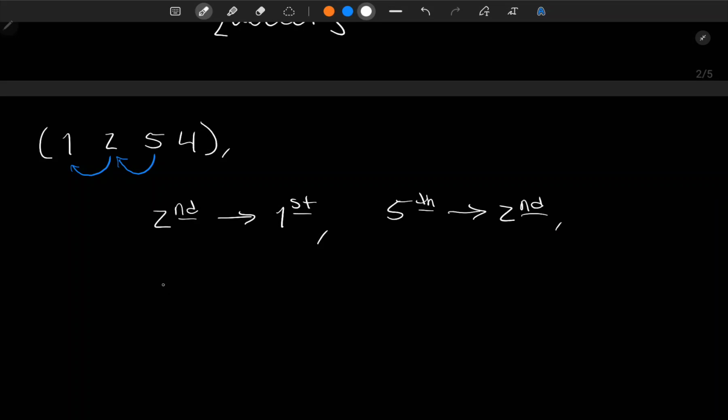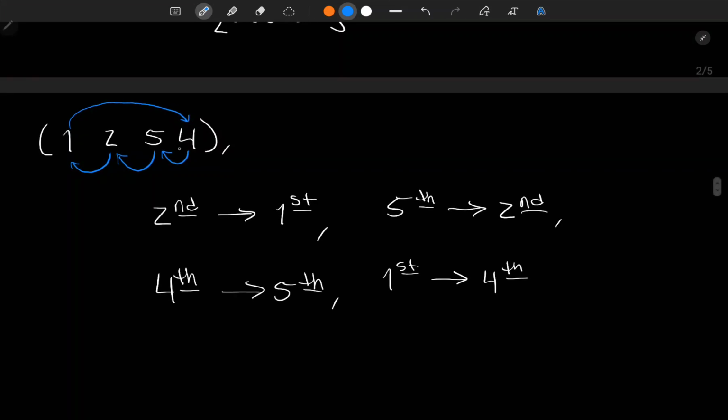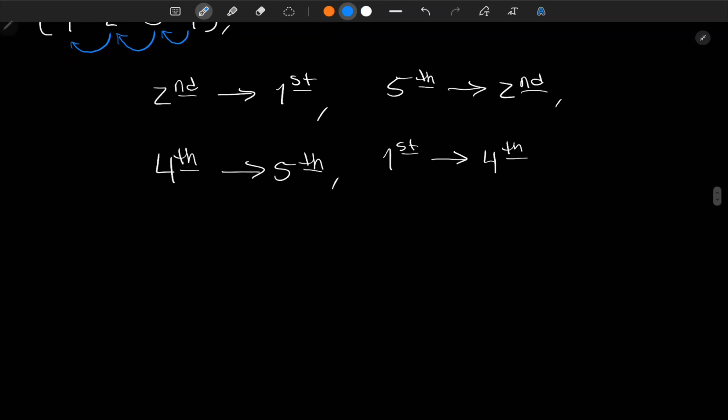Then the fourth element goes to the fifth element, because 4 is to the right of 5. And finally, the first element maps to the fourth element. The 1 is on the left here, and it moves to the left, which is all the way back over here, and that's 4. So this is a cycle going around. That's exactly what we had before.